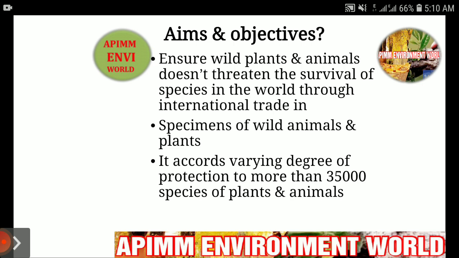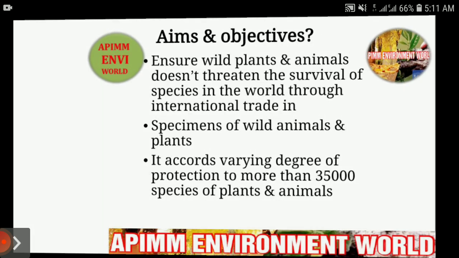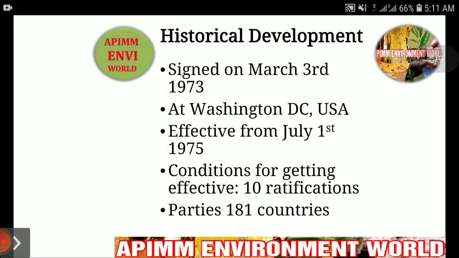By ratifying this convention, around 35 species around the globe of plants and animals will be protected. This is another reason for this convention. Okay, some historical development.